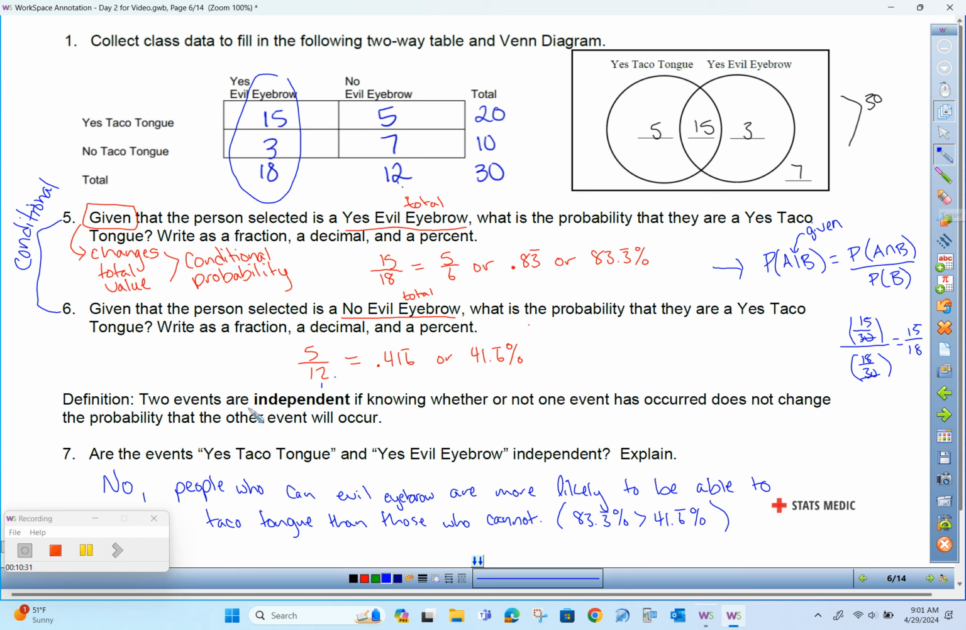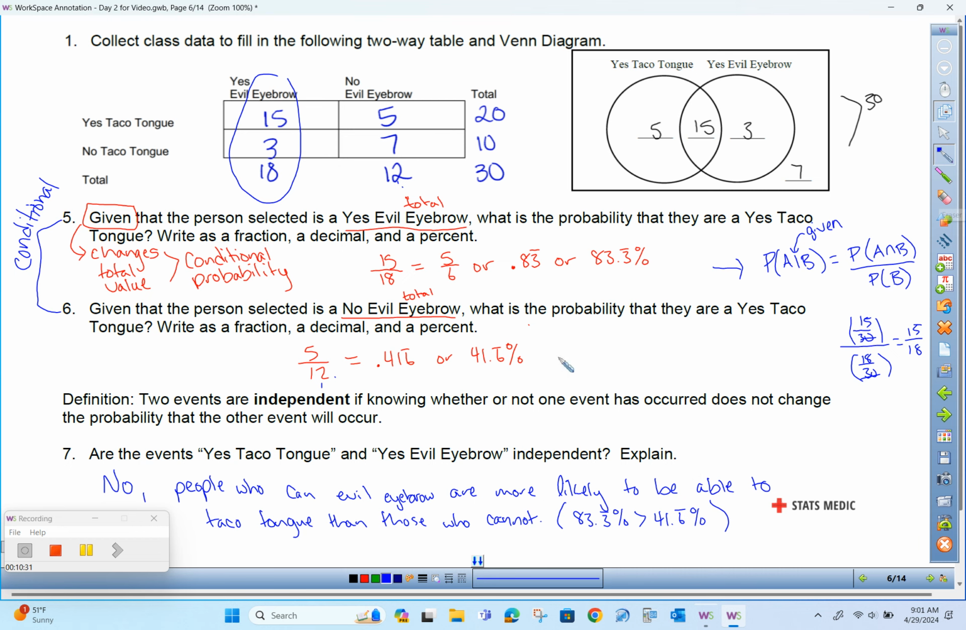It says two events are independent if knowing whether or not one event has occurred does not change the probability. Okay, in plain language, that just means the probability of yes taco tongue would look the same no matter the answer to evil eyebrow. So if you said yes evil eyebrow, if you said no evil eyebrow, taco tongue would be the exact same probability. So we calculated that up here. We said here is a yes evil eyebrow, here's a no evil eyebrow. The probability of yes taco tongue was not the same. So this one's a no. People who can evil eyebrow are more likely to be able to taco tongue than those who cannot. Those were the calculations we made.